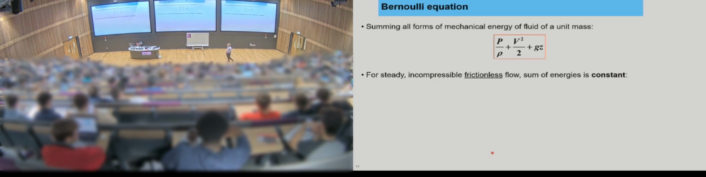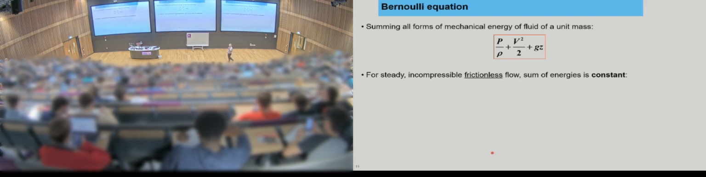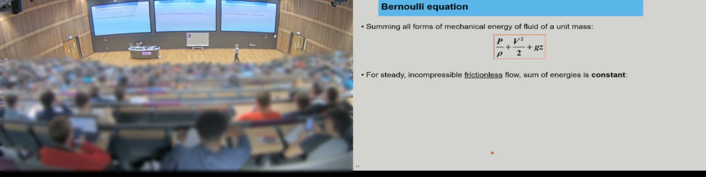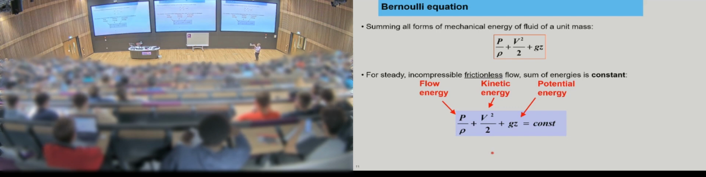It's generally easier. So if we now sum all of those terms together, you can see we've got P upon rho plus a half V squared plus gz. So for steady, incompressible flow, the sum of these energies is constant. So that's conservation of energy, so it's constant. So there we've got P upon rho, the flow energy. There's the kinetic energy, a half V squared. And then here is the potential energy. And those terms are all constant.